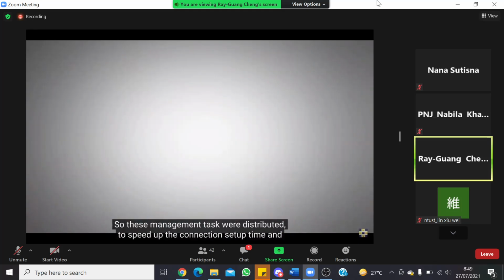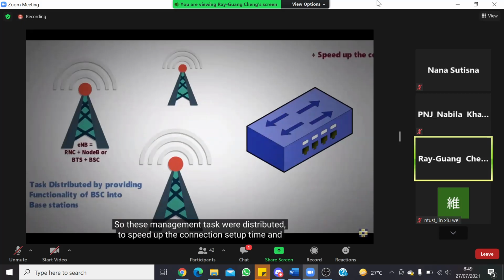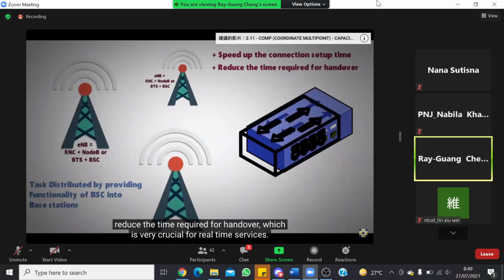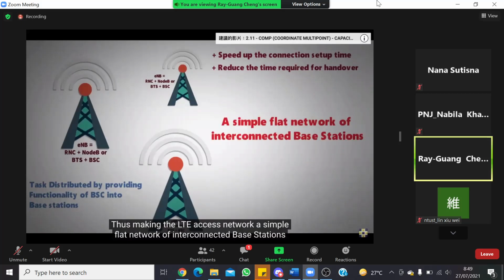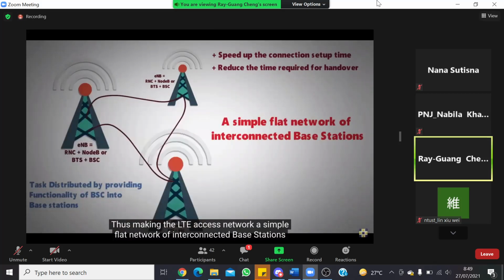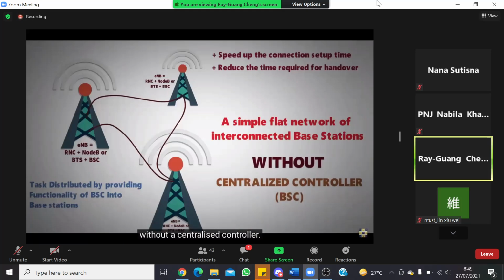So, these management tasks were distributed to speed up the connection setup time and reduce the time required for handover, which is very crucial for real-time services, thus making the LTE access network a simple flat network of interconnected base stations without a centralized controller.